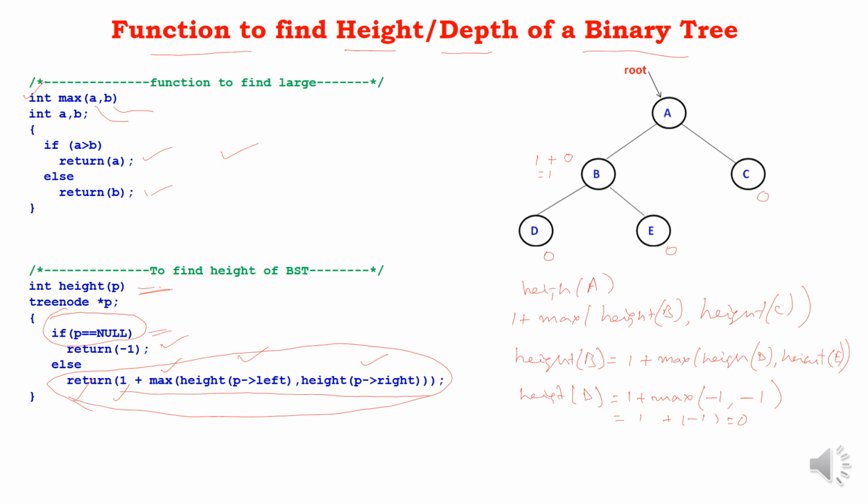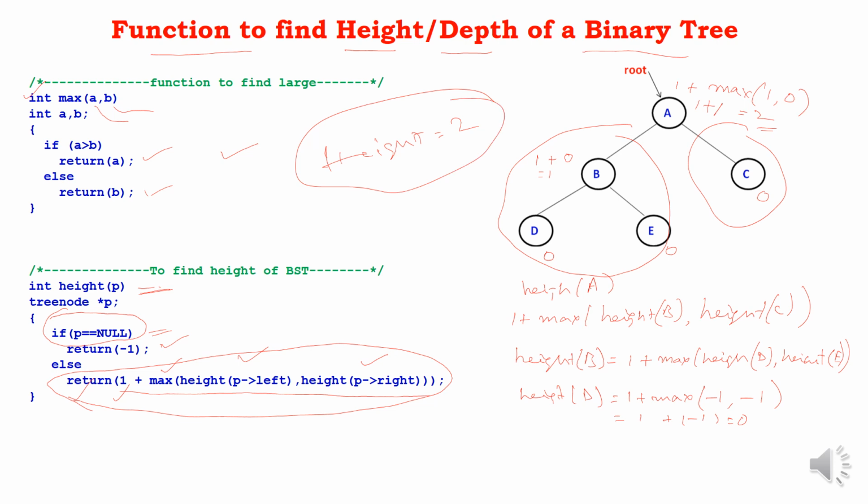Here height of A is 1 plus maximum of left height comma right height. Left height is 1, right height is 0. So 1 plus maximum of 1 comma 0 returns you 1. 1 plus 1, which is 2. So height of this binary tree is 2. In this way, it finds height of binary tree or depth of binary tree. Thank you.